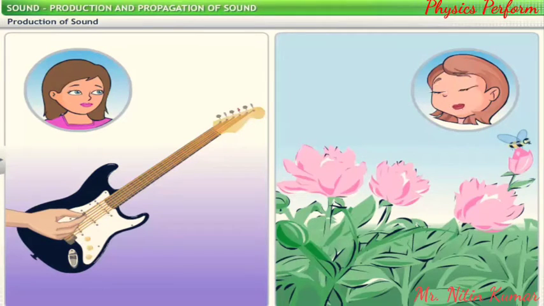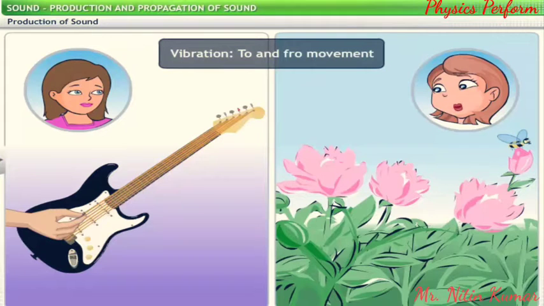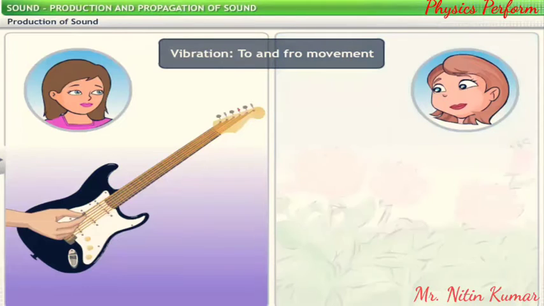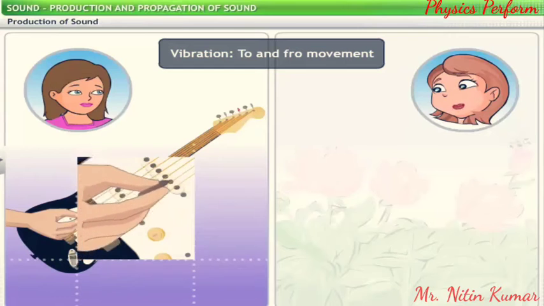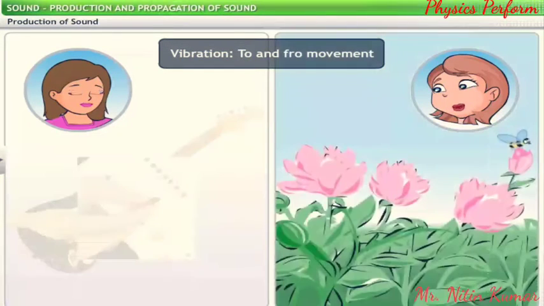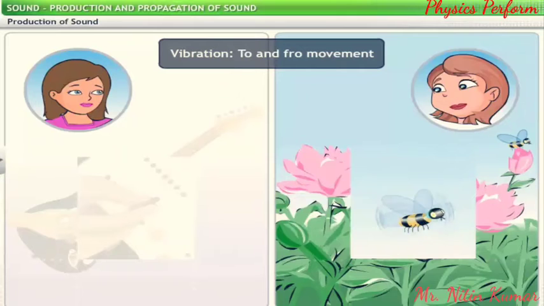What was common in both the cases where sound was produced? There was a to and fro motion of the parts of the bodies when they produced sound. This to and fro movement of an object is called vibration. Sound is produced due to vibration of objects. In the case of the guitar, it is the vibration of the strings that produced the sound. The buzzing sound is produced by the rapid vibration of the wings of the bee.